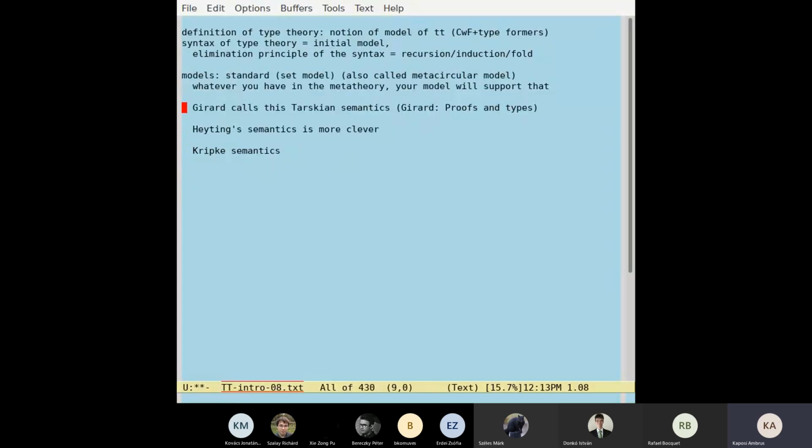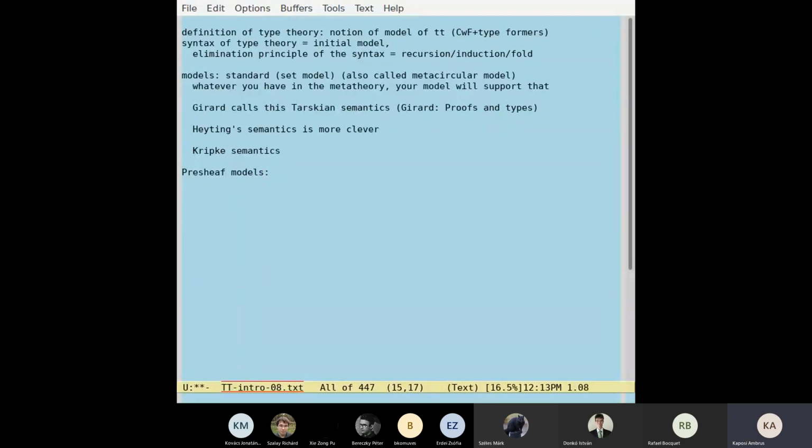So these are the Tarskian, Heyting's, and Kripke semantics. These are for logic, so for much simpler things than type theory. For type theory, we call the Tarskian or Heyting semantics, in fact, the standard model, and the Kripke semantics is called the presheaf model. So we will talk about the presheaf models, which are more interesting.